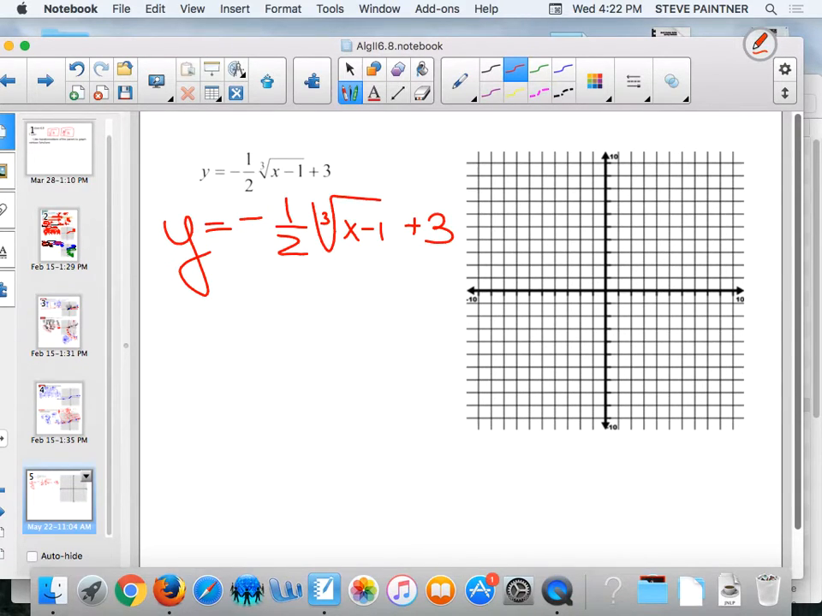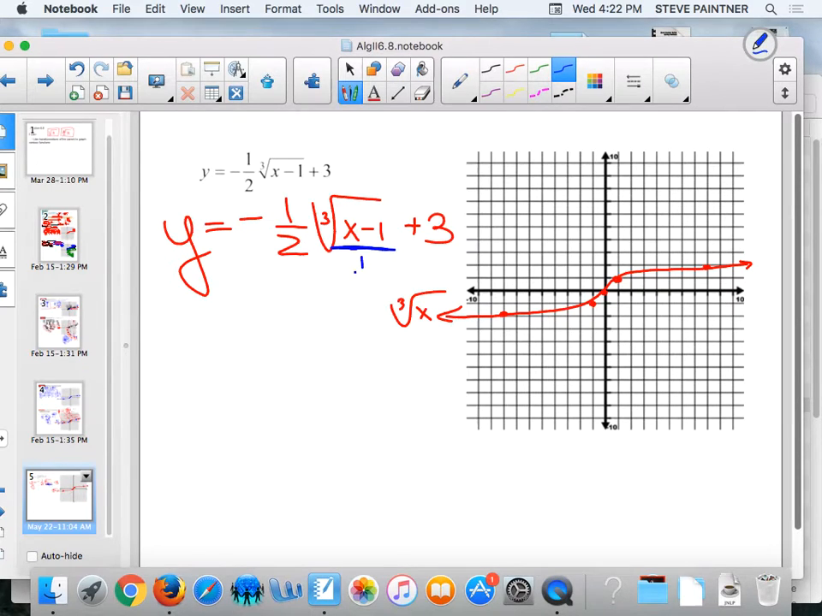Okay, get your parent on paper. 0, 0, 1, 1, 8, 2, -1, -1, -8, -2. There it goes. That way. Okay. That's the parent. Cube root of x. What's being done to the parent? Well, you got an x minus 1 inside.